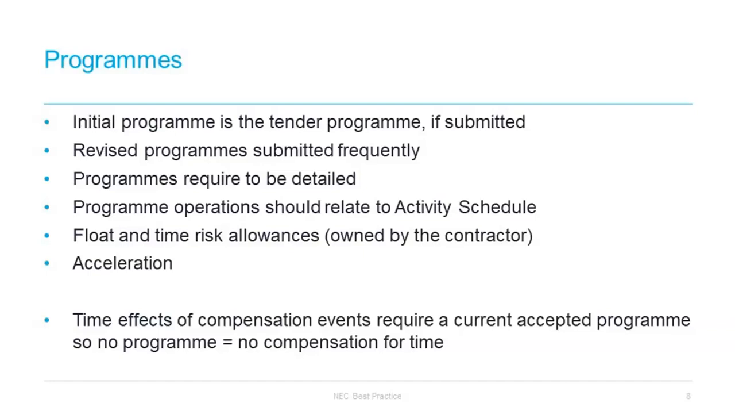There are a few examples of compensation events which we will look at in a bit more detail later on, which rely heavily on an accepted program being in place. Clause 60.1.2 allows a compensation event if access to and use of a part of the site by the later of its access date and the date shown on the accepted program is not given. So clearly it's important to have an up-to-date accepted program that shows when a contractor needs to have that access.